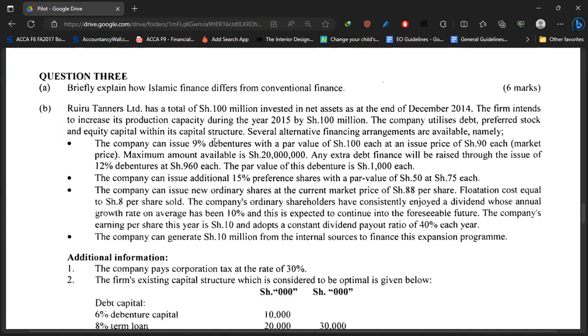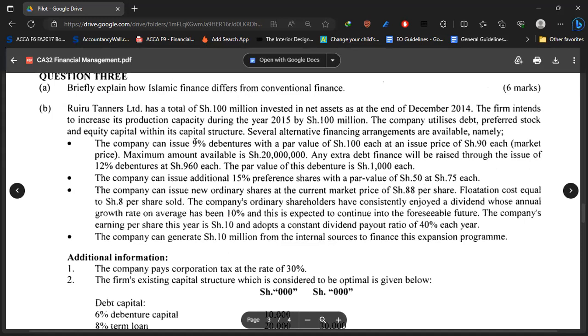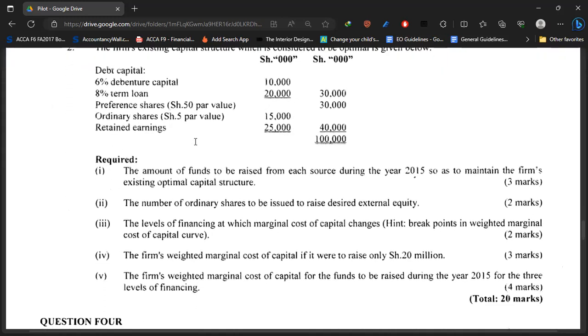Now, in that regard, the amount which you need to raise is 100 million, which is similar to what our capital structure looks like. But don't be carried away; understand that they are different: the amount we need to raise and the existing capital structure of the organization. The aspect of the question is that we are going to start from the analysis. In the previous question, in additional information number 1, we are told the amount of funds to be raised from each source during the year 2015, so as to maintain the firm's existing optimal capital structure.